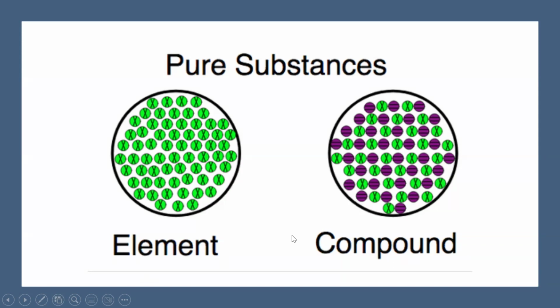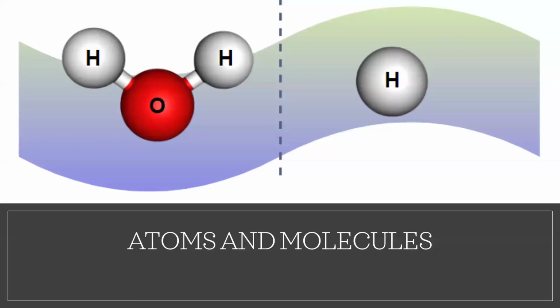In order to understand element and compound, first you should know about atoms and molecules. In our periodic table, we see n number of atoms, right? Hydrogen, oxygen, carbon, calcium, magnesium, phosphorus. So many atoms we see in our periodic table. Each and every single atom is called an atom. When two or more atoms combine together, that is called a molecule.